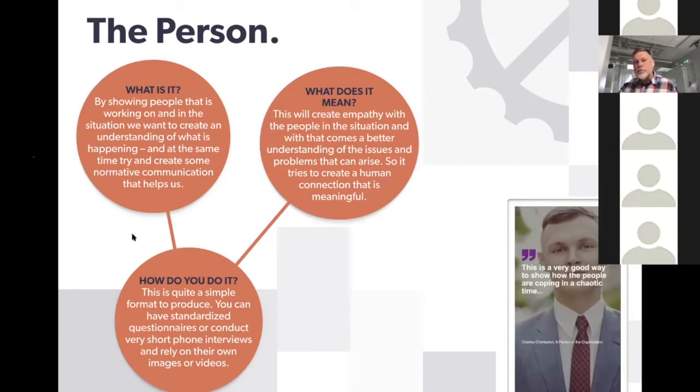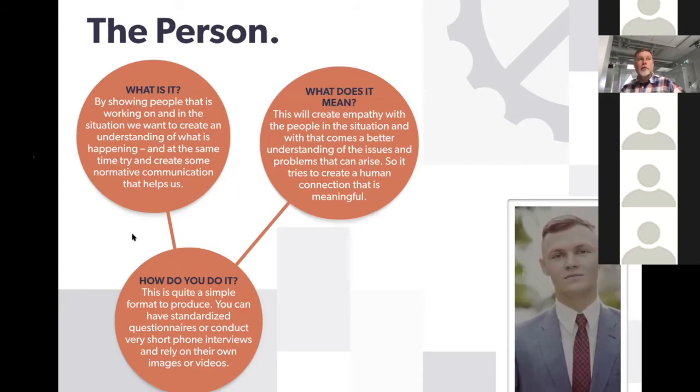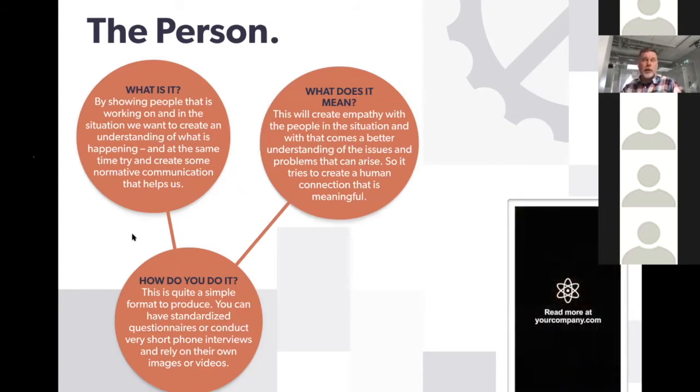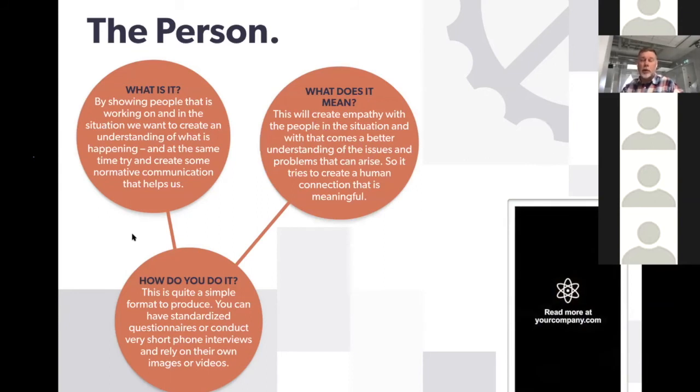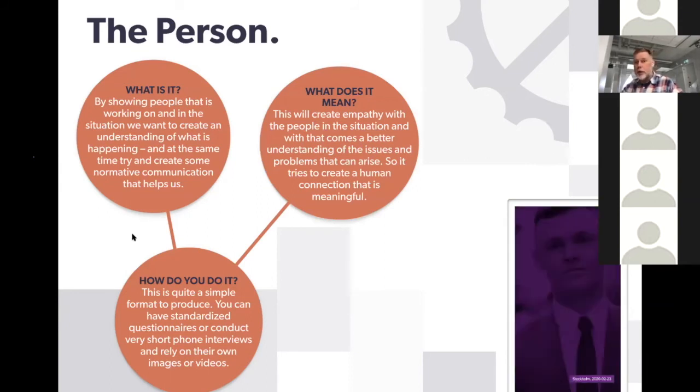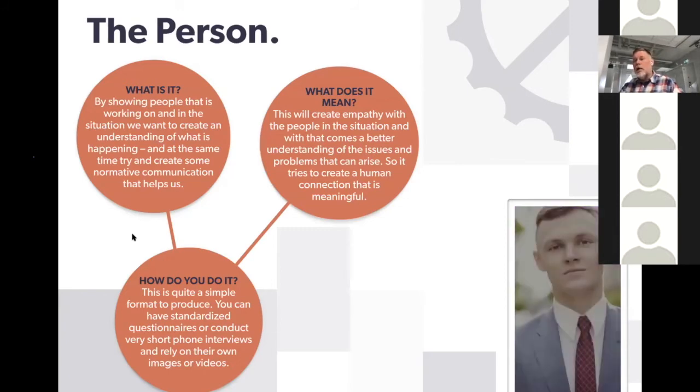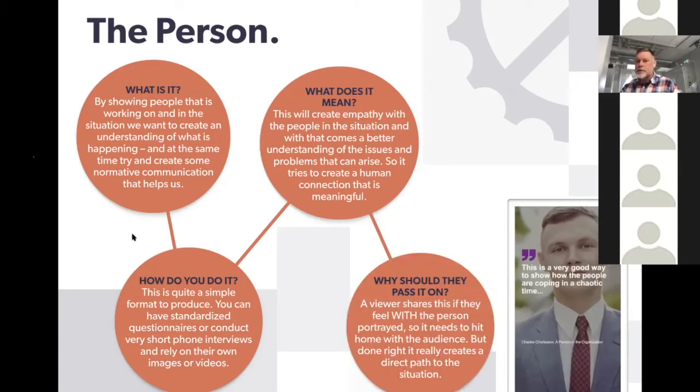If done properly, this will create a better understanding of the situation, the issue that we're dealing with, and how it is affecting people working with it and people working in it. So trying to create this human connection from the viewer to the people working with it is meaningful in that sense, and that is also what will drive sharing.